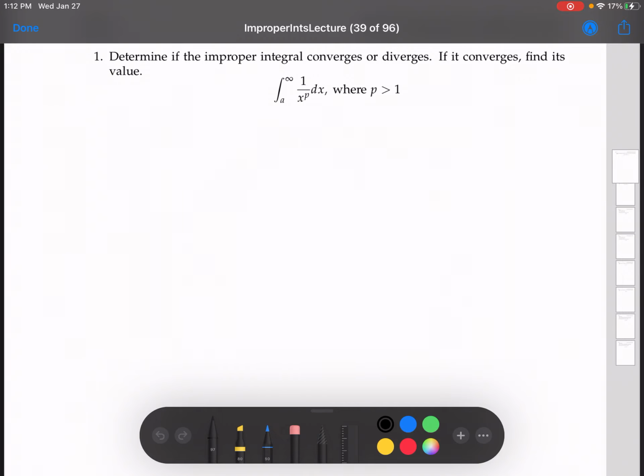In this video, we're going to determine if this improper integral converges or diverges. Here, a and p are fixed numbers.